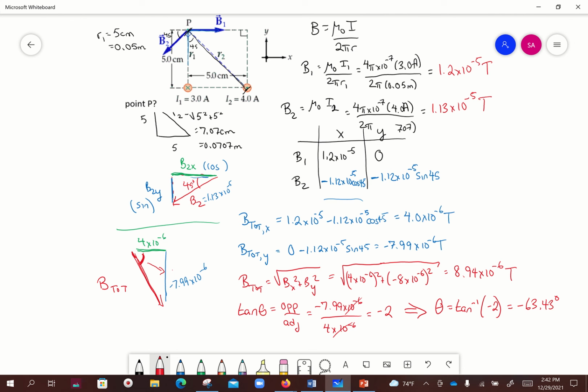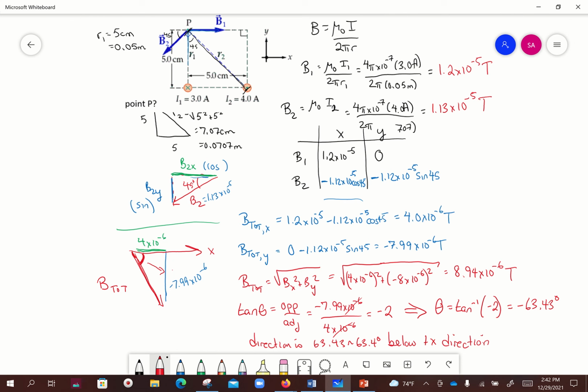And again, remember, whenever you report an angle, you need to report it with respect to the plus x direction. So the plus x direction just goes straight over towards the right. So we would say the direction is 63.43, or 63.4 degrees below the plus x direction. Okay, so that's my final answer.